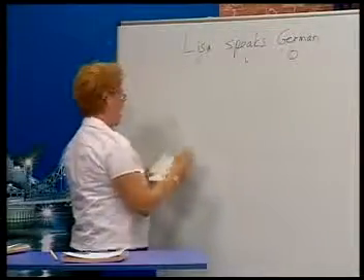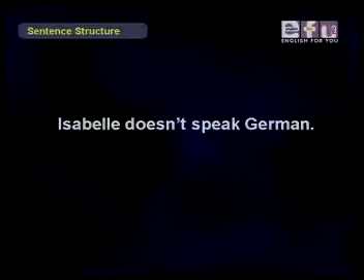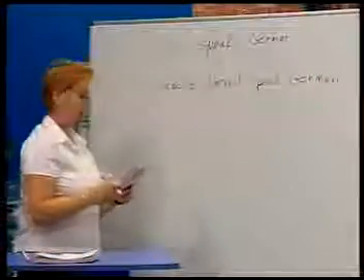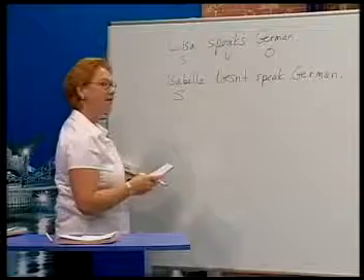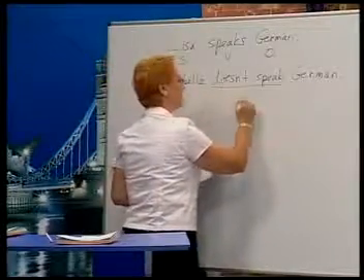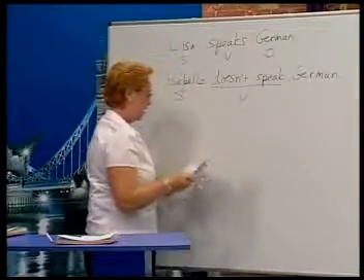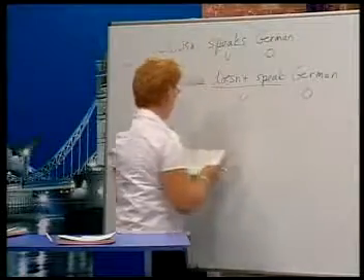Okay, here's another sentence. Isabel doesn't speak German. Okay, here we go. Isabel, what is the subject? Isabel. Okay, Ali, what's the verb? Doesn't speak. Yes, this is the verb, 2 words. And Lisa, what is German? The object. Yes, good.